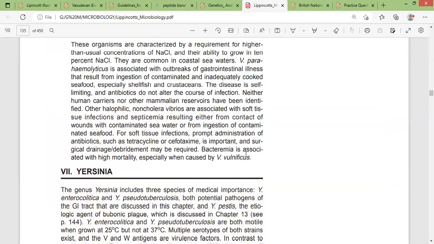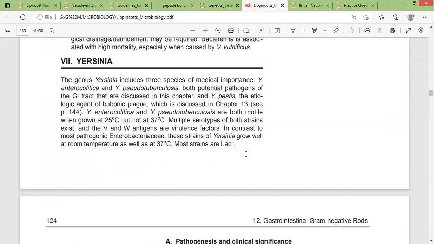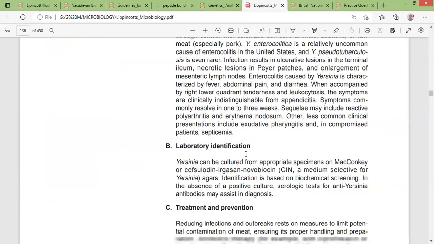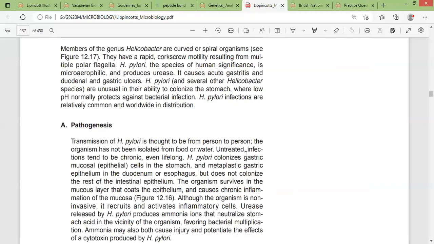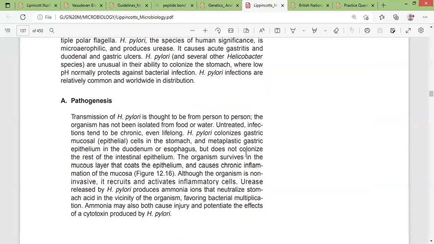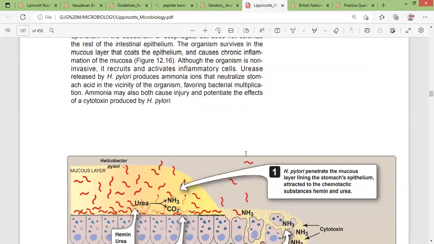Yersinia, we would look at Yersinia. Just know of Yersinia pestis, it causes plague. Let's go to H. pylori, then we can close the chapter. H. pylori, number one, we said it can be got from contaminated sources of food and water. H. pylori is the major thing it causes, peptic ulcer disease.